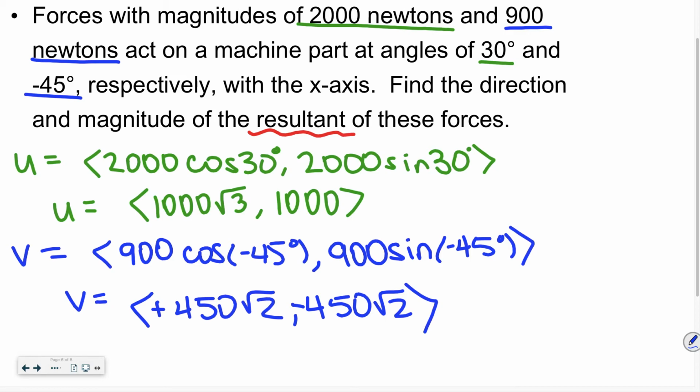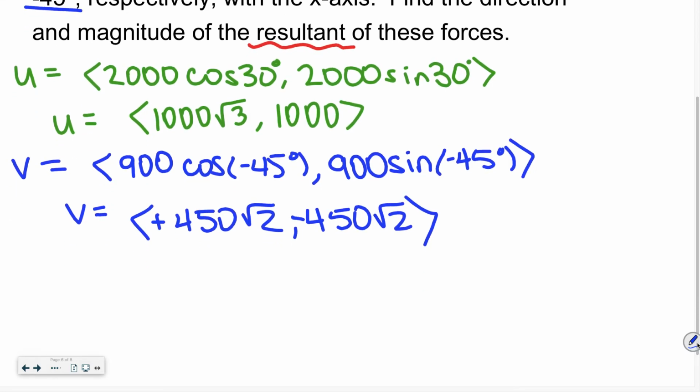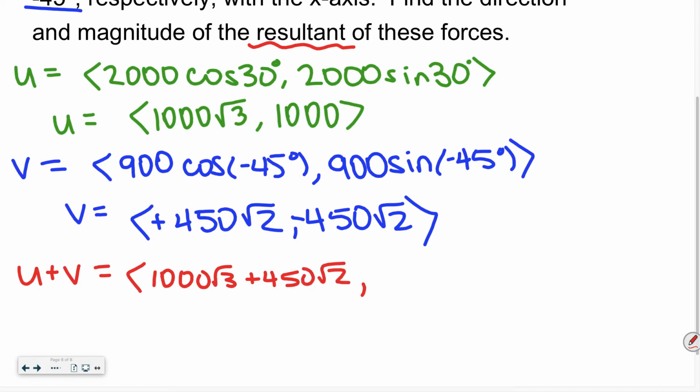All right. So now we want the resultant of these two forces. So now we need to add them together. All right, so U plus V is going to be, yikes. We have 1,000 radical 3 plus 450 radical 2. That's our horizontal component. Not pretty, but that's what it is. And then we have 1,000 plus negative 450 radical 2 for our vertical component.